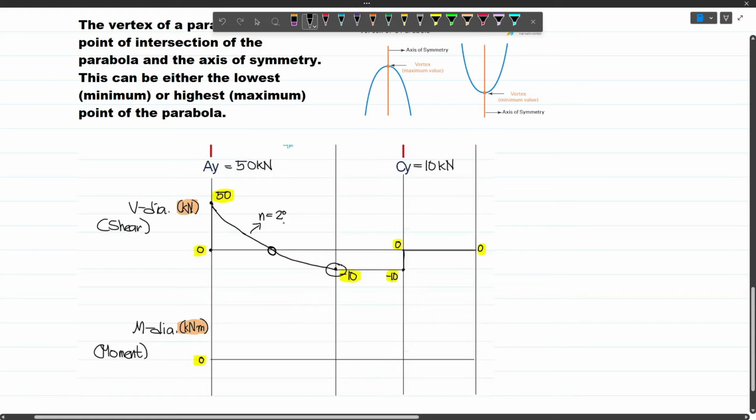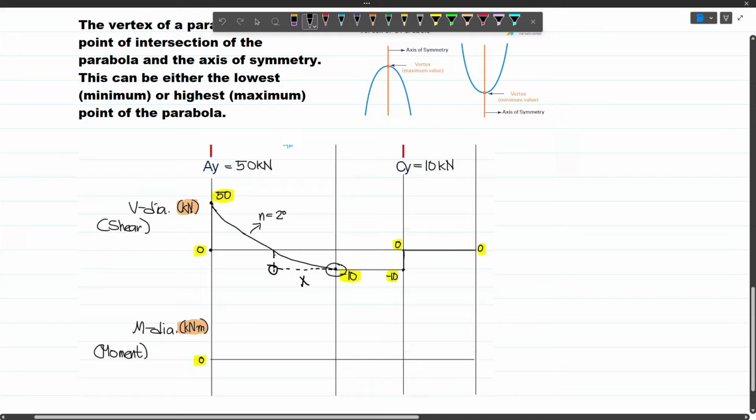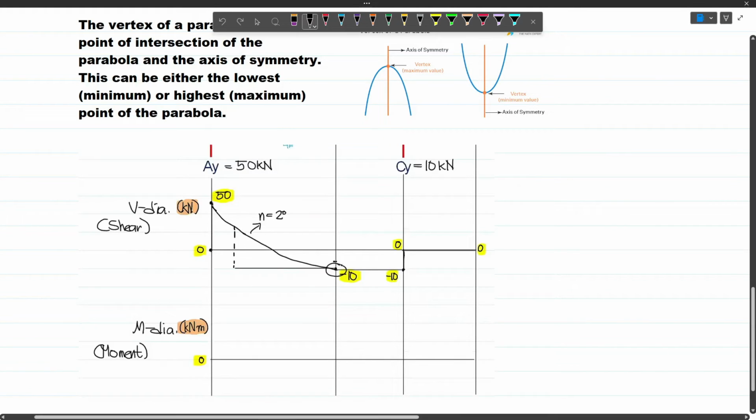Kasi, this isn't the vertex. Again, our x value should start from the vertex. Kaya hindi to pwede. But if, let's say, we consider this spandrel, ganyan, that will be okay because we are starting from the vertex and then up to this point. And then, let's say, we consider this point and then extend tayo dito. This is also considered because, again, we started from the vertex and then ended dito.